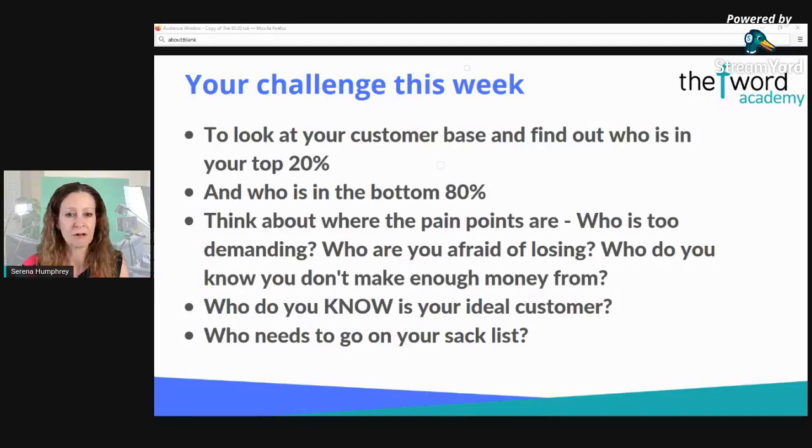It's not good for our profitability. Who do you know in your heart you don't make enough money from? Who are the loss makers? Who's the high demanding, high maintenance customers that you really wish you didn't have? I've got news for you. You don't have to look after anyone you don't want to. This is your business. This is your future, your life. You can choose. You really, really can.